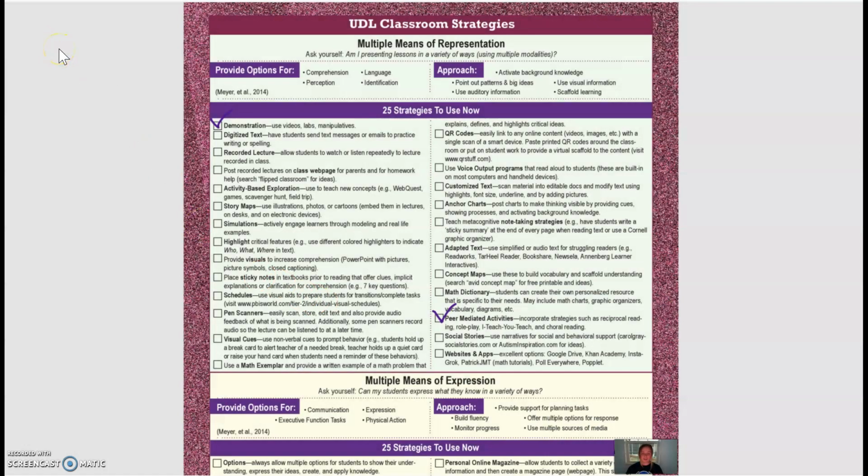So the first of the three categories of UDL strategies is representation of the material. And the first lesson, let me just explain real quick what I usually do with my students. Our first lesson is all about innovations, personal innovations. So as my students come into class, they're brand new. I have their assigned seats ready for them in my computer lab with their name tags on them.